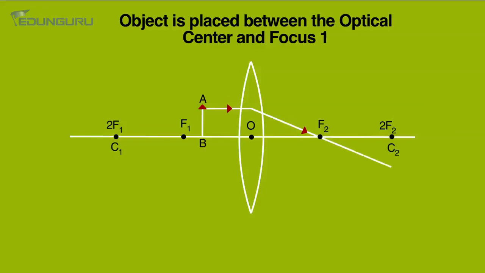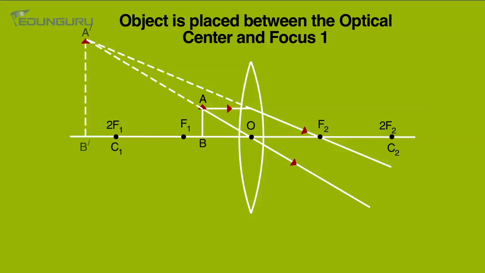Let us take another light ray. This light ray is passing through the optical center, and according to rule 2, it will go undeviated. So the light rays are moving away from each other. That means they will not meet each other on the right hand side. If I extend them backwards, I find that they appear to meet at a point where I get a virtual image, which is represented by the dotted line. So when an object is placed between O and F1, the image is formed on the same side of the lens. It is virtual, erect and enlarged. This was the first case.